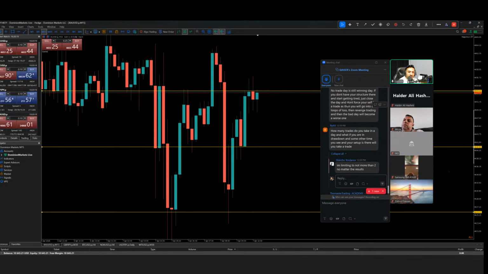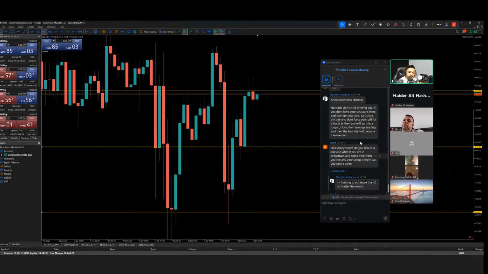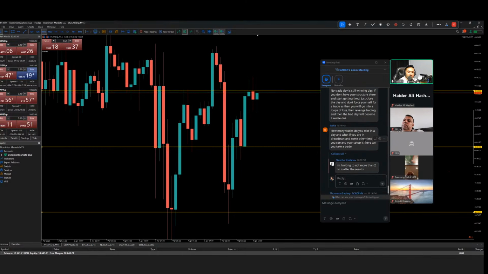Structure there and start getting tired. Yes, just close the day and don't force yourself for the trade, as then you will go into loops of losses. Yes, exactly. Then revenge trading, and then the bad day will become a worse one. Yes, exactly, Stanko, you are right.